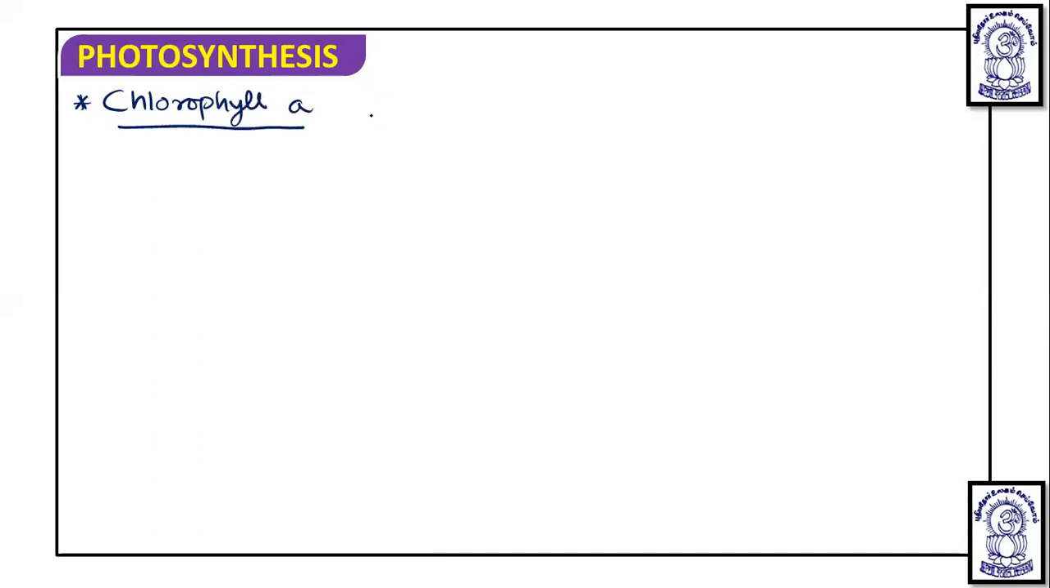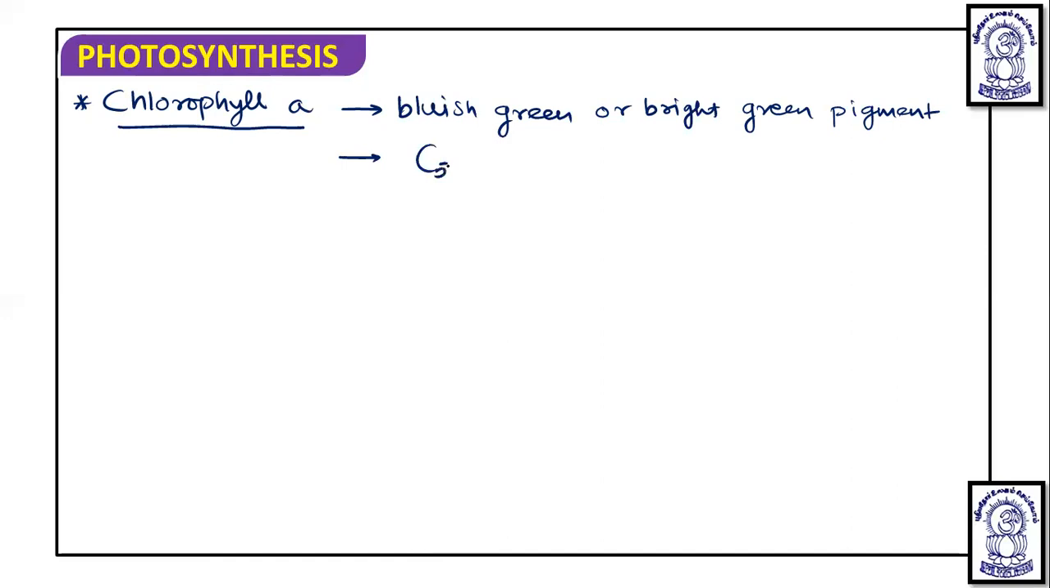If we talk about chlorophyll A, it is a bluish green or bright green pigment, and this chlorophyll A has the molecular formula C55H72O5N4Mg, meaning they have 55 carbon, 72 hydrogen, 5 oxygen, 4 nitrogen, and 1 magnesium atom.